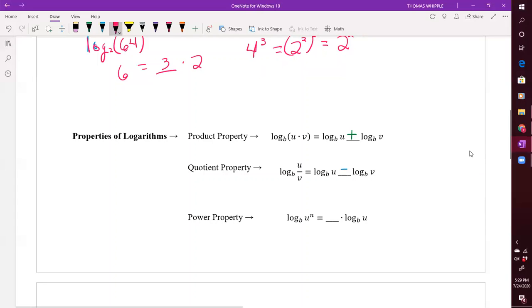And then the third one is if we have the log of some number raised to an exponent, we can bring that exponent out to the front, and it just becomes n times the log of u to some base. While these are fairly simple properties, it's good to get some practice with them, get used to them, so that you'll be able to recognize them pretty well.